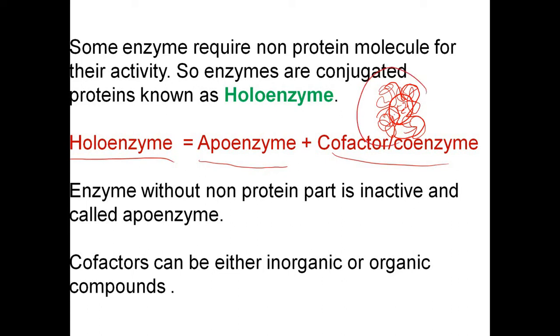So ang holoenzymes are conjugated proteins. So an enzyme without its non-protein part is inactive, and it's called an apoenzyme. So without any cofactor, that's why it's called an apoenzyme, and it's not active. It cannot function without that cofactor, because in fact a lot of enzymes need a cofactor or coenzyme. So these cofactors, they could be inorganic like iron, or they could be organic.